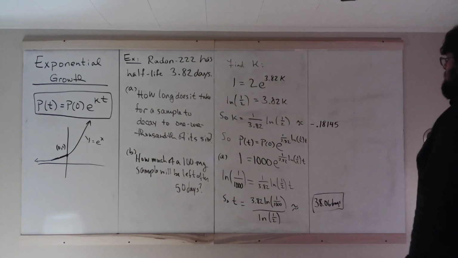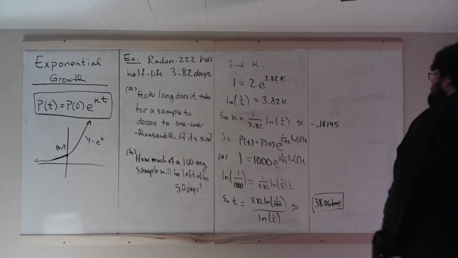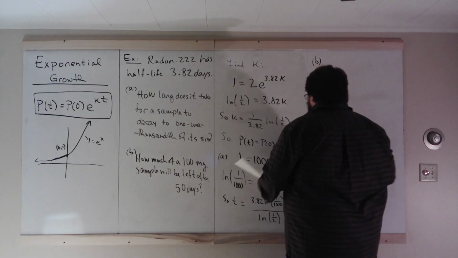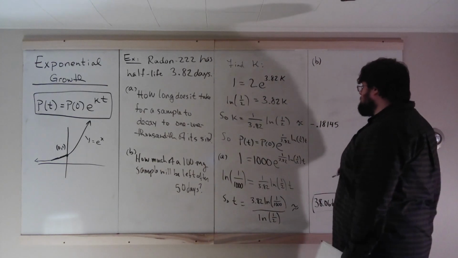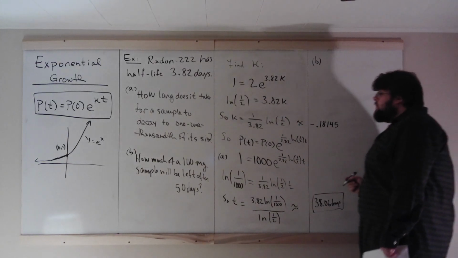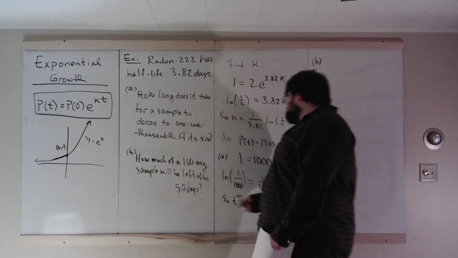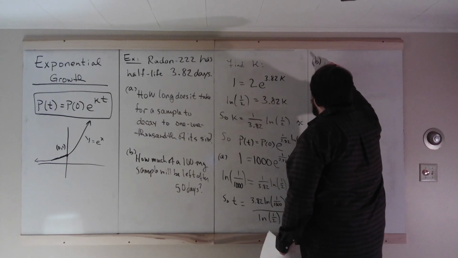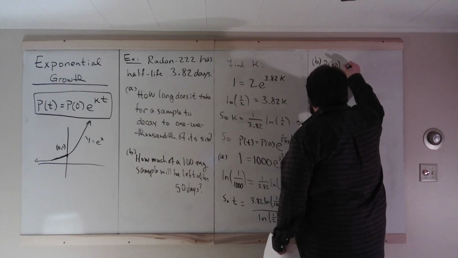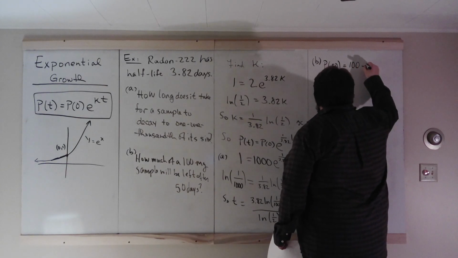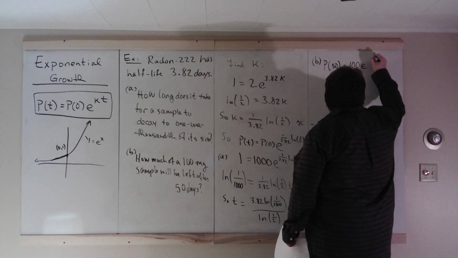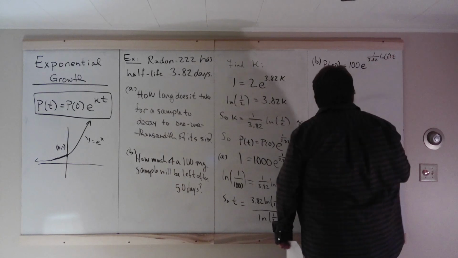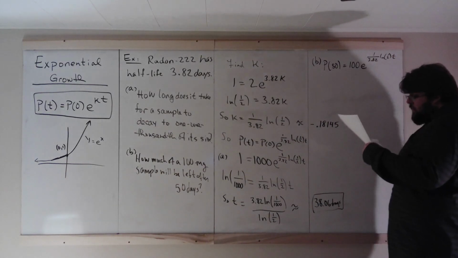Part B, how much of a 100 milligram sample will be left after 50 days? Well, here, we're still going to focus on this equation, P of t equals P of 0, but here we're given a P of 0 as 100. We're given a time of 50 days, and now we just need to find how much remains. So P of 50, in this case, equals 100 e to the 1 over 3.82 log of a half times t. Log of a half is the same as negative log 2, but I like it like that.